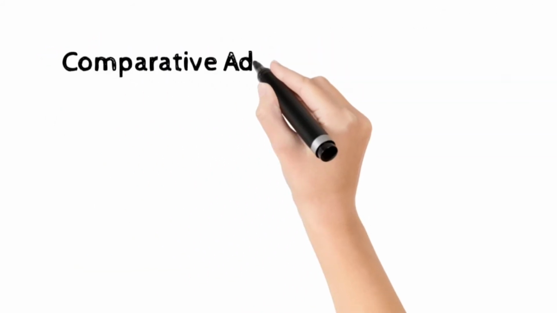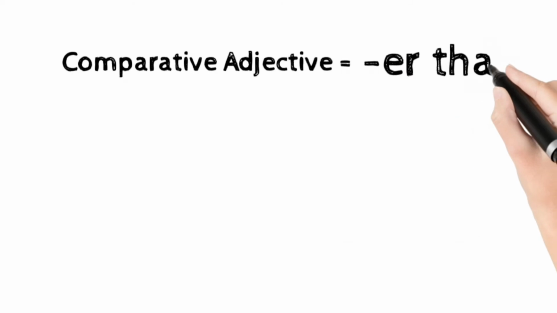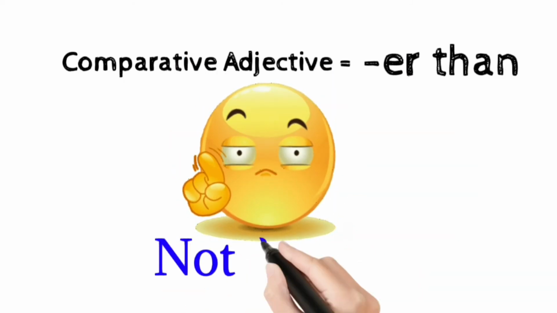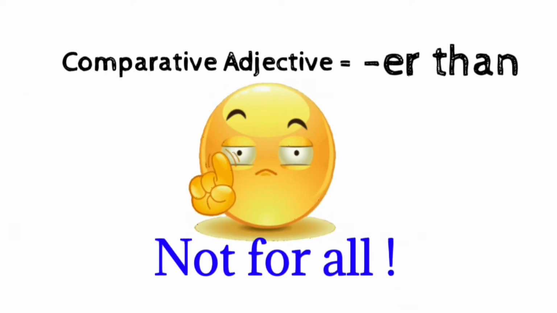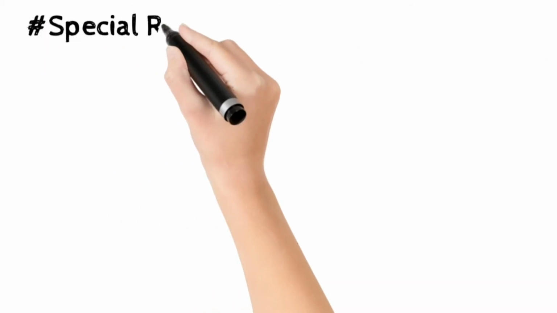Now we know that to form a comparative adjective, we have to add er and then. However, this is not for all adjectives. Some adjectives need to use special rules. Now let's take a look at some of the special rules. Special rule number 1.